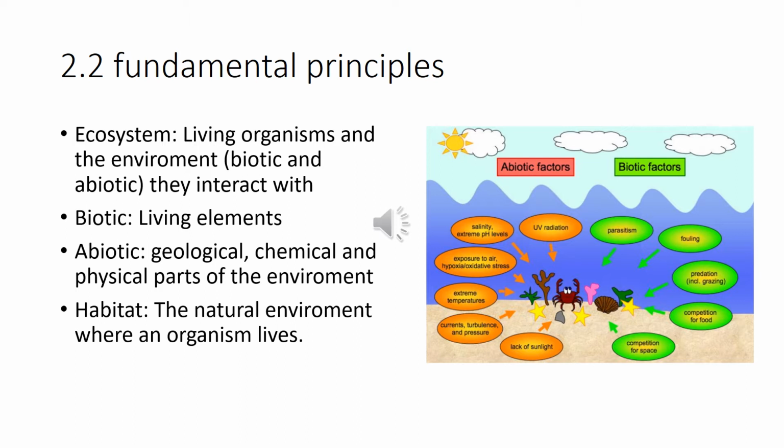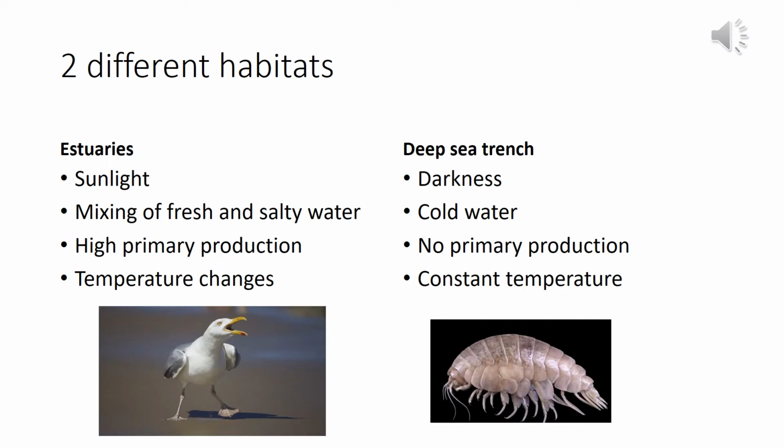And when we talk about the different ecosystems, this is often what defines them. What is the difference between a rocky coast and a sandy coast? What is the difference between a hydrothermal vent and a coral reef? It comes down to different abiotic and biotic factors affecting the species living there. And that also helps to determine what species can live there. So a habitat is a natural environment where an organism lives.